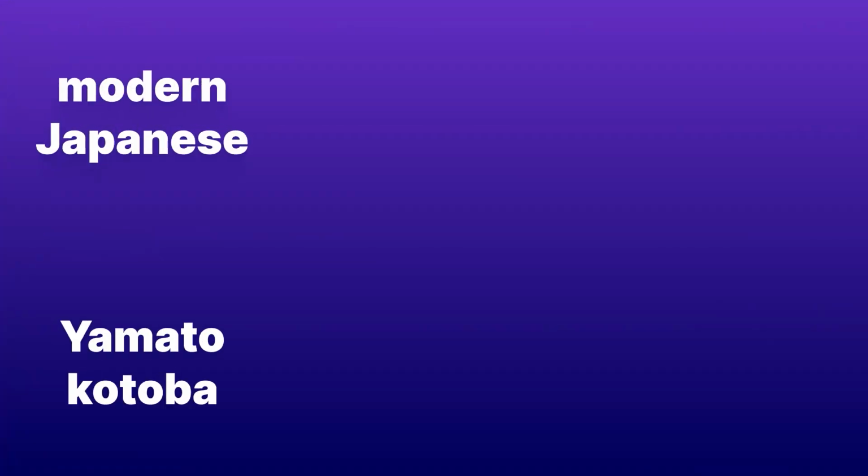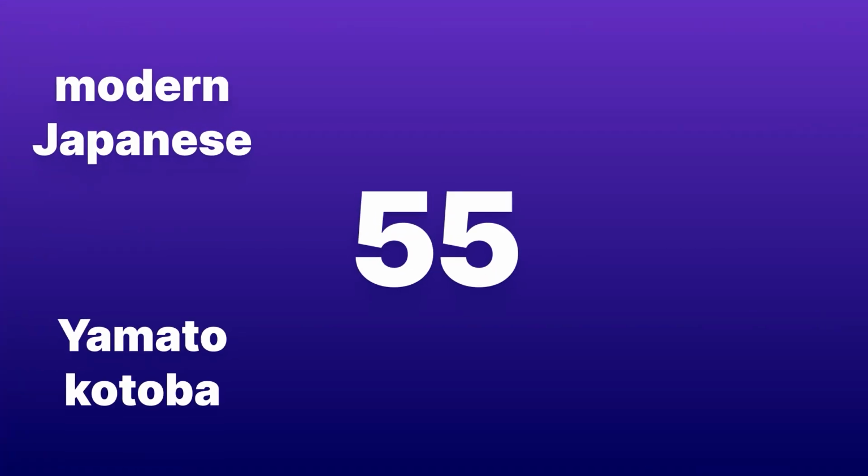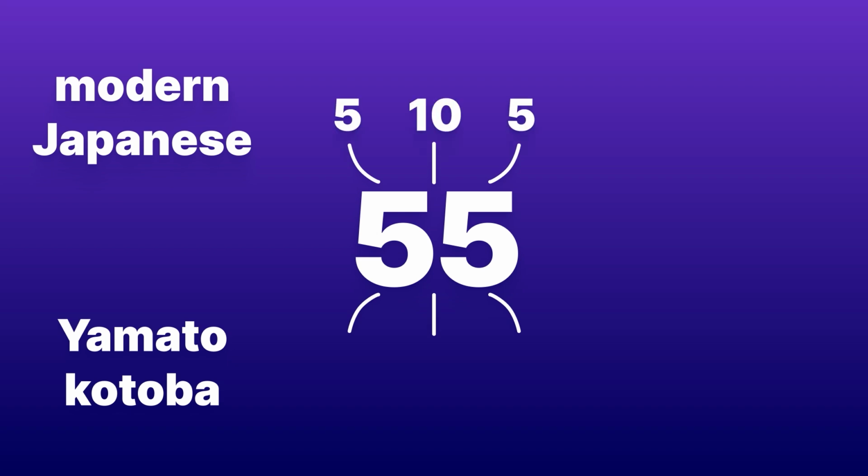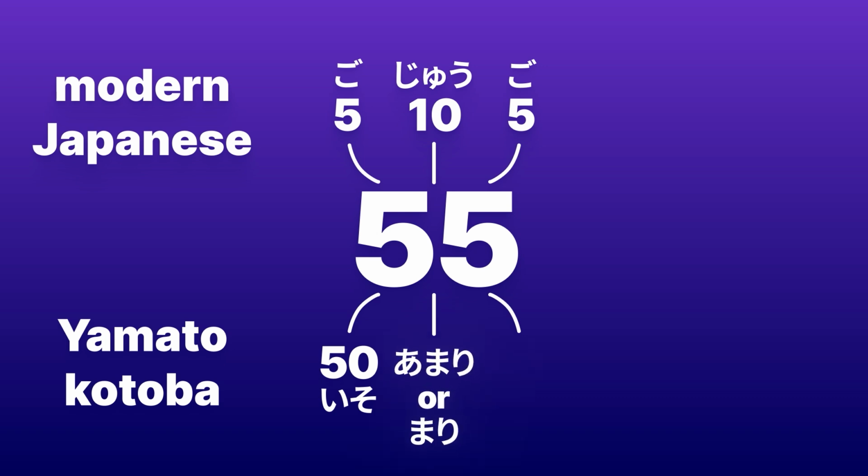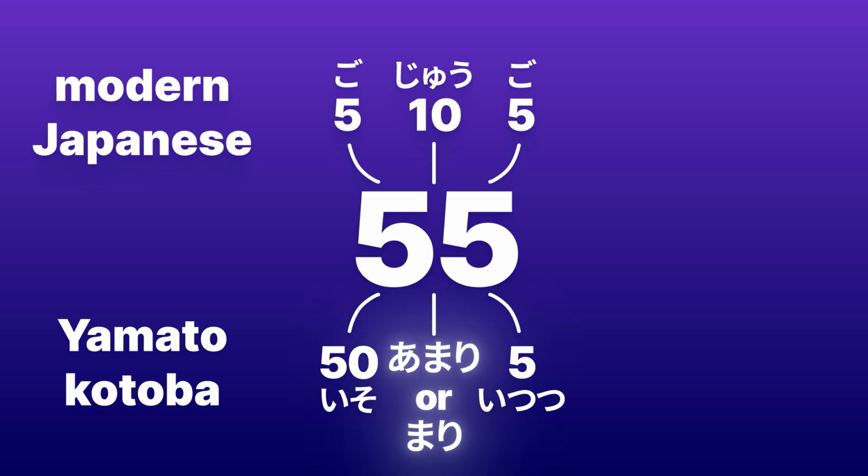When talking about numbers, we also have to discuss how to express digits in the ones place, which in this old system is quite different from what most of us learners are used to. In modern Japanese, for the number 55, you would break it down as 5, 10, 5. In Yamato kotoba, you would have the tens form of the number followed by the word amari or mari, followed by a tsu number. We just looked at the tens forms of the numbers. Adding amari or mari is straightforward. Either one will do. So we just need to learn about how to form the tsu numbers.